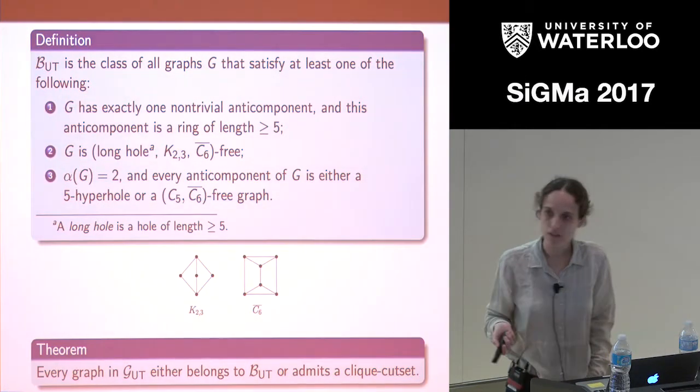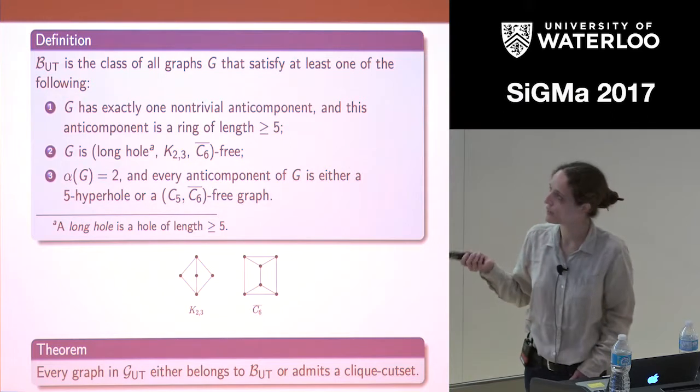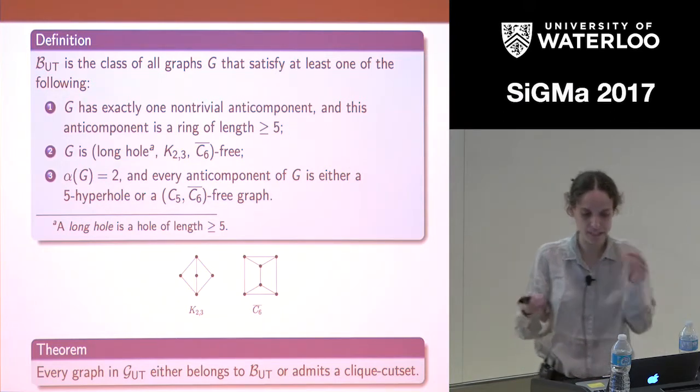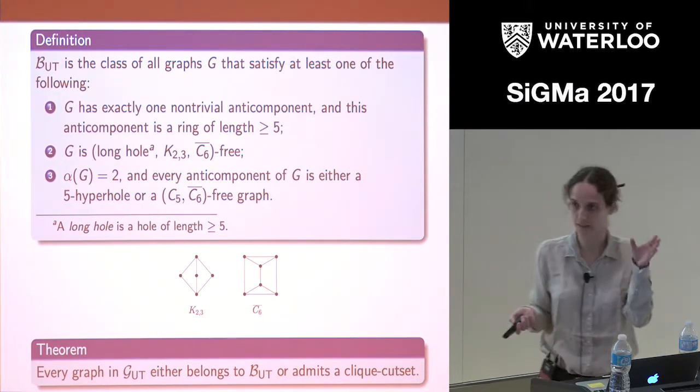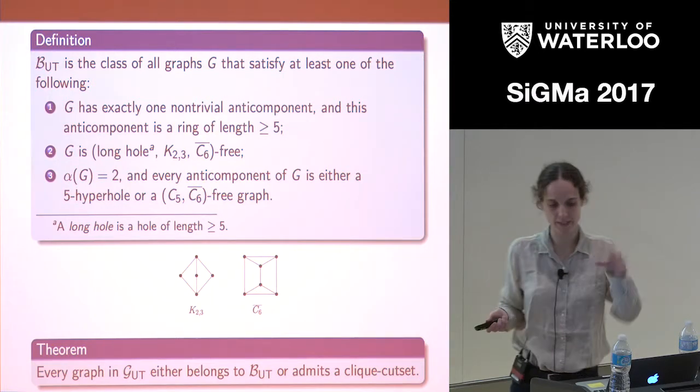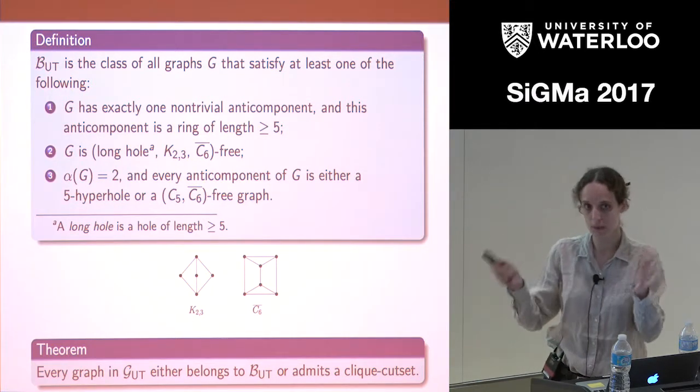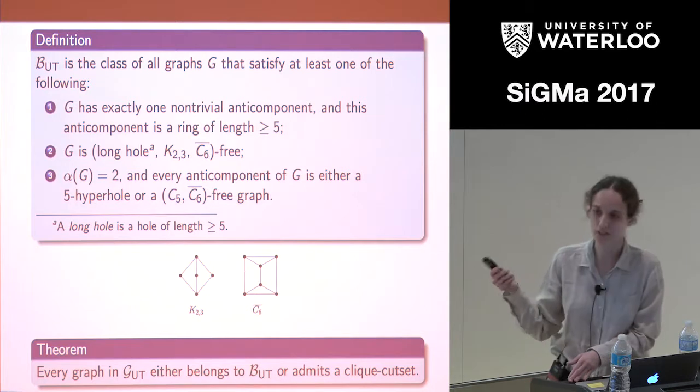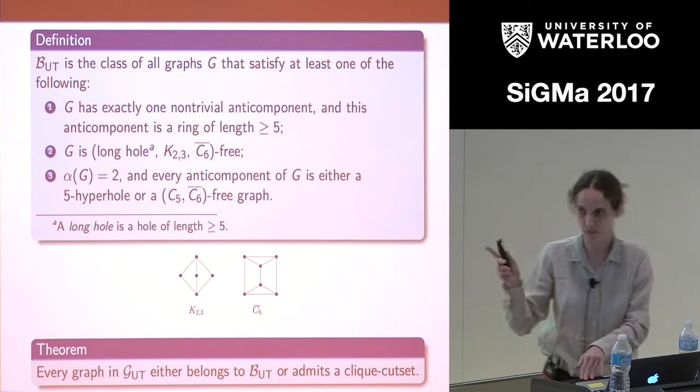So what does this mean? You may have possibly trivial anti-components, so that means that the graph is either precisely a ring of length at least 5, or you can obtain it by taking a ring of length at least 5 plus a complete graph and then making them complete to each other. So that's the first possibility.